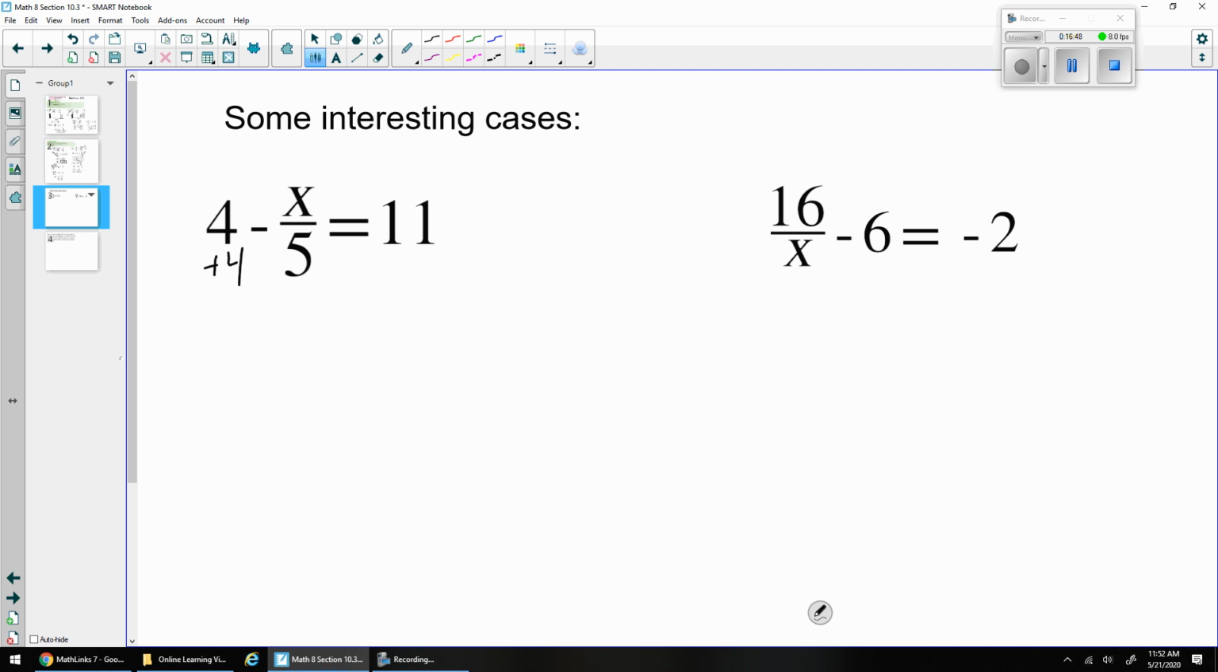And if you just added 4 to 4, you would be left with 8. So they wouldn't cancel each other out. You need to get rid of them. So I'm going to subtract 4 because that's a positive 4. So I subtract 4 on both sides.